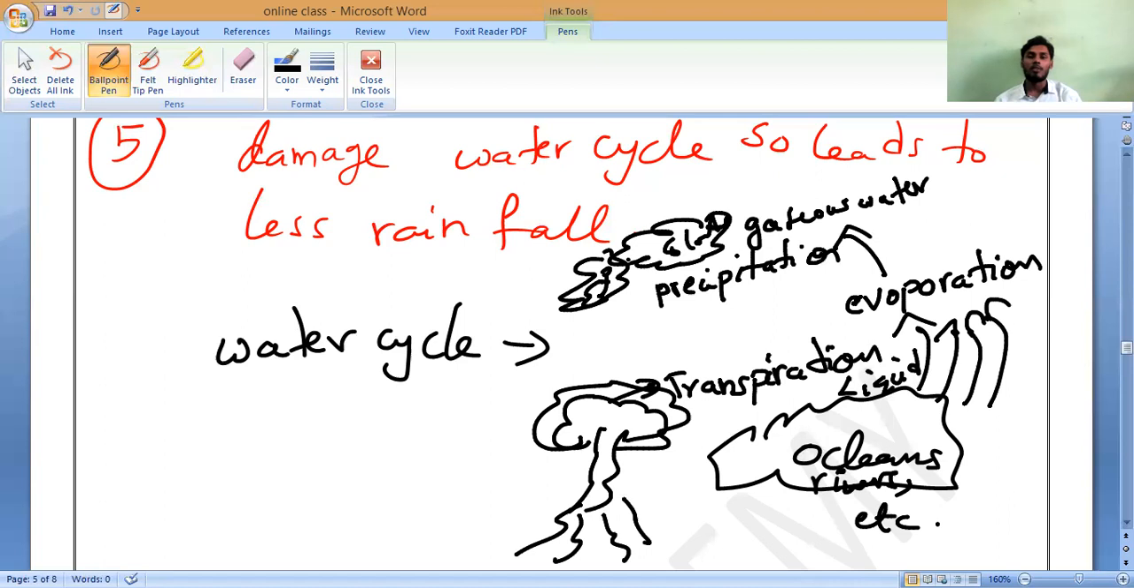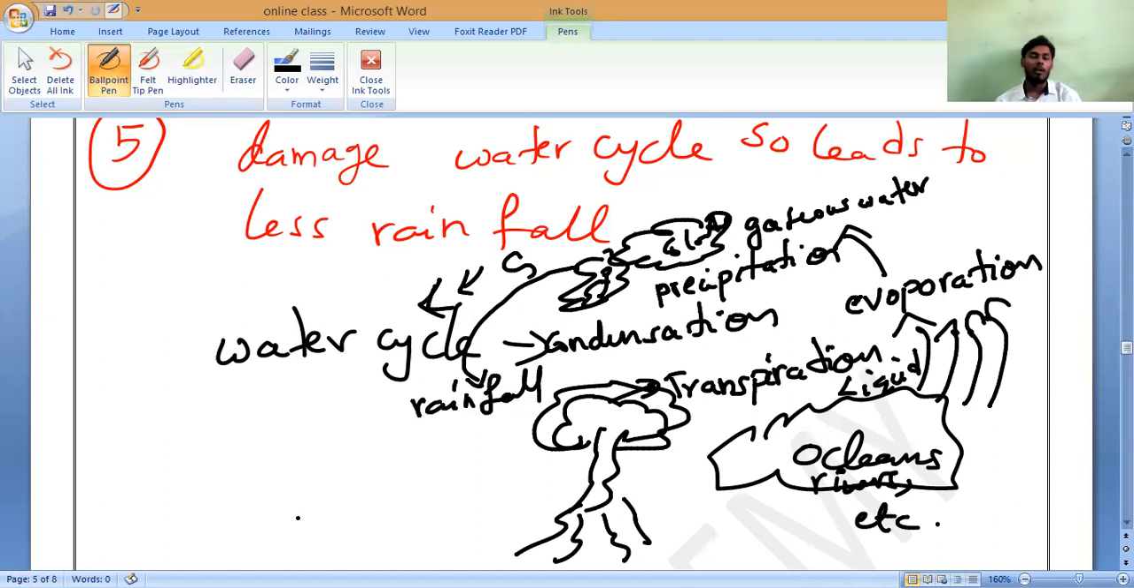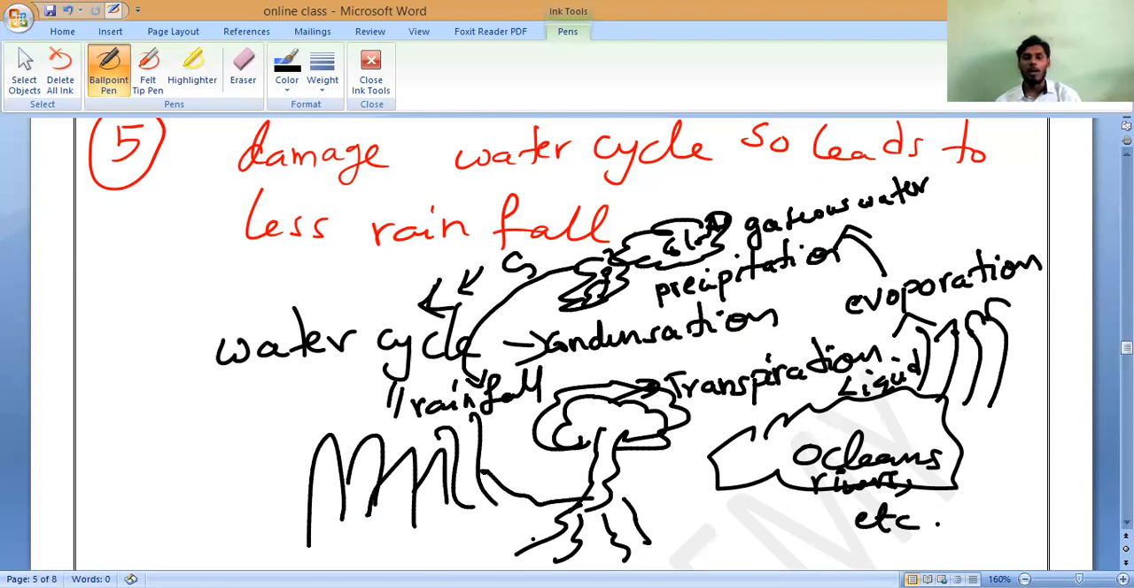Again, they will condense back. What is the meaning of condensation? Condensation means converting gas to liquid state, so that it will form rainfall. In the form of rainfall, it will fall again on the mountains and all. That water will again stream into rivers, ponds and all. So this is what we call the water cycle.